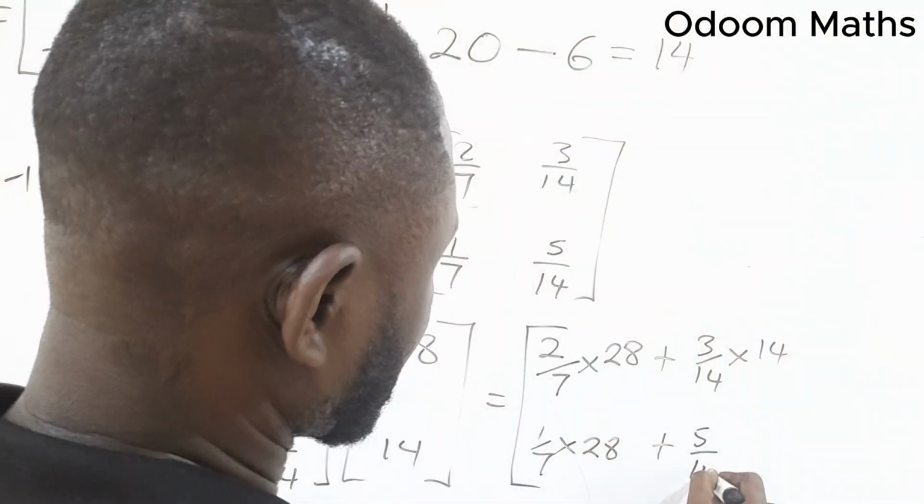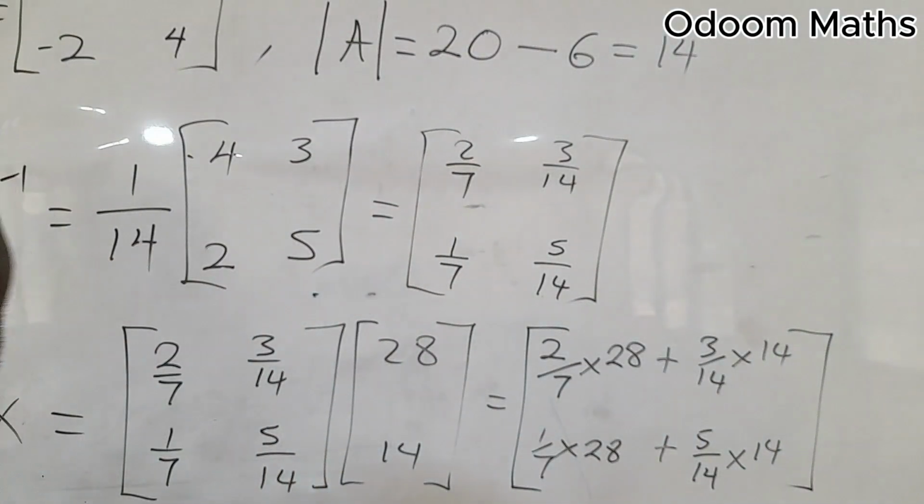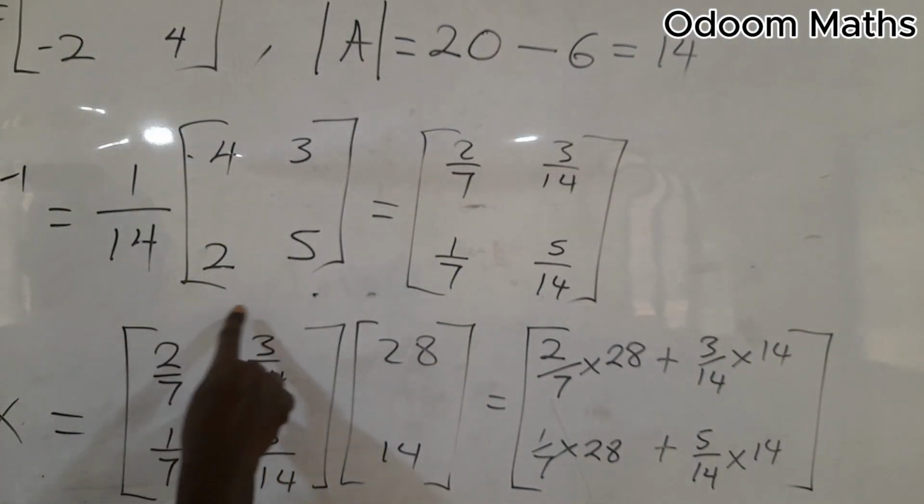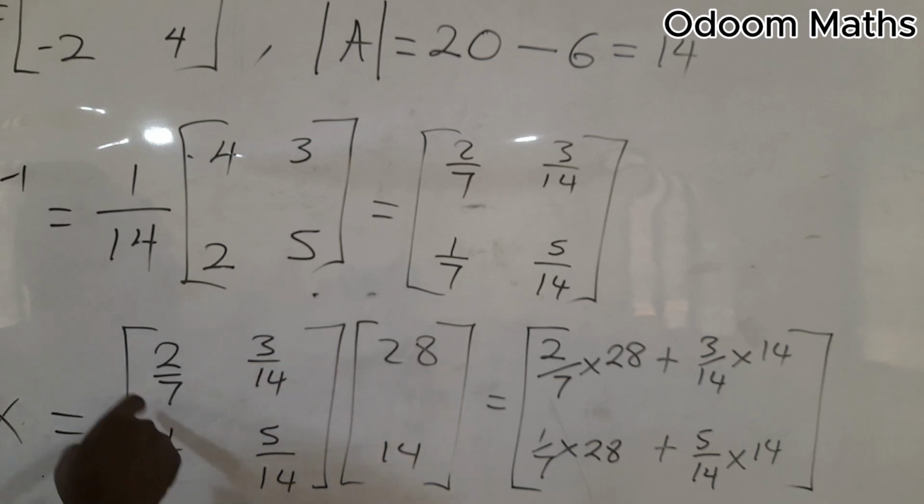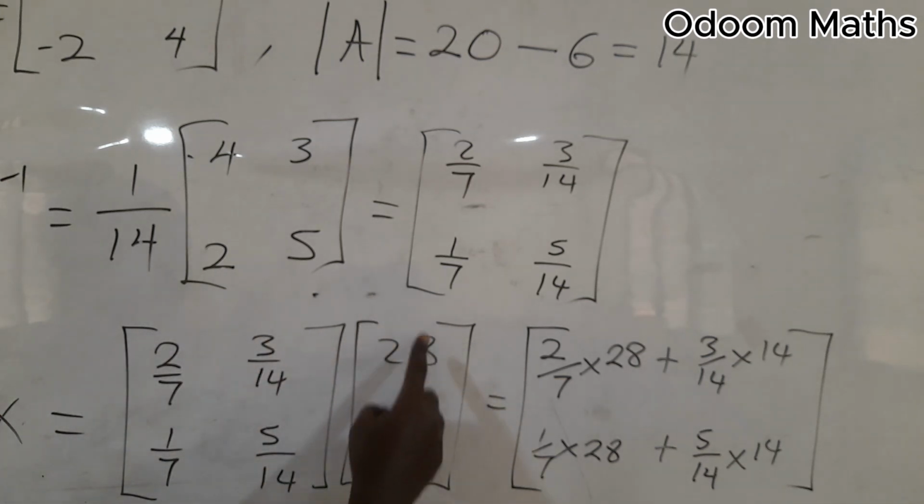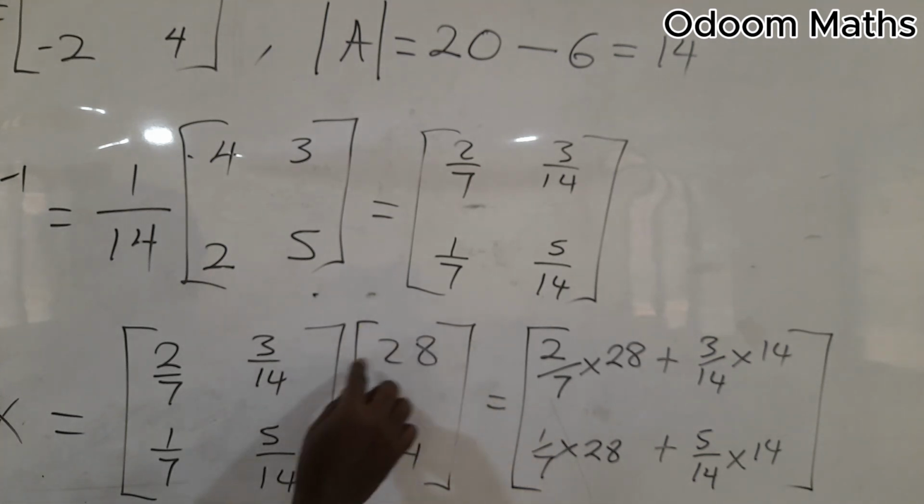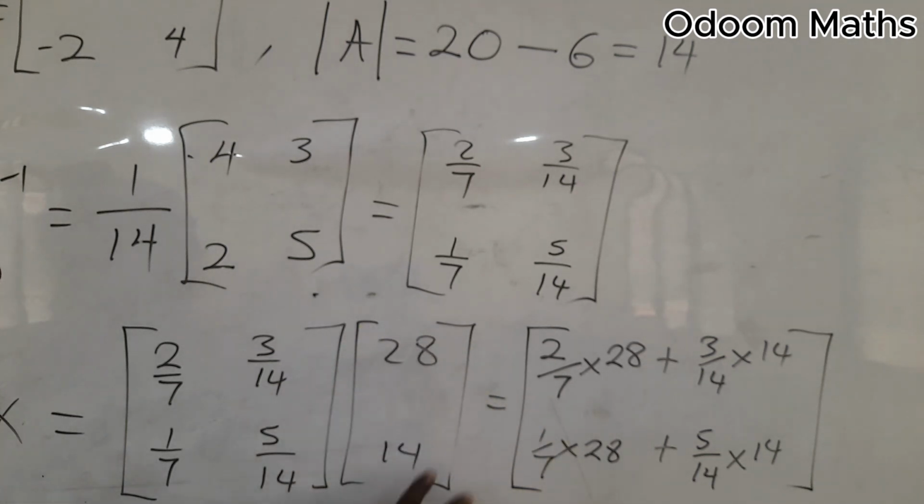So in matrix multiplication, we multiply the first row of the first matrix by the first column of the second matrix. This is the second matrix, and it has only 1 column. So this is just a 2 by 1. So after multiplying, that's all.